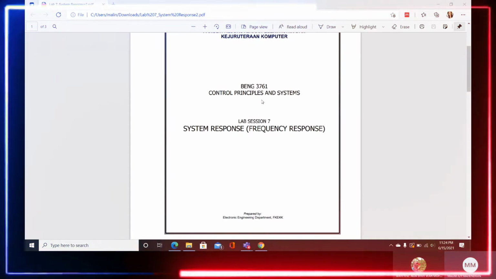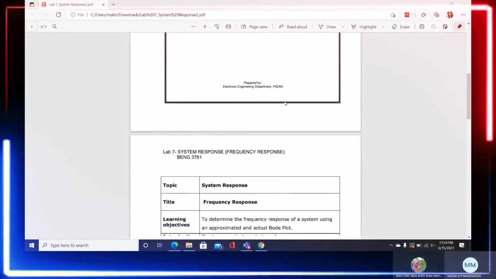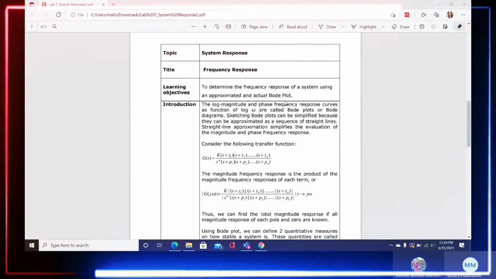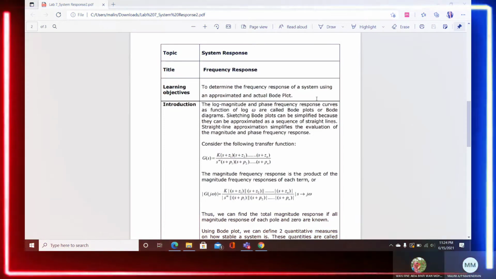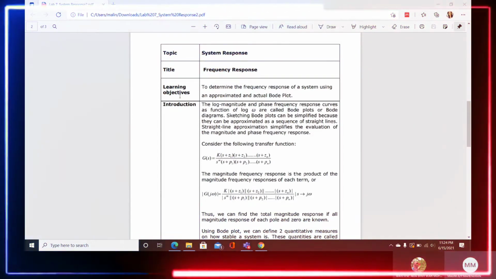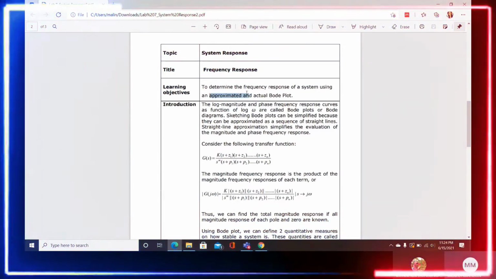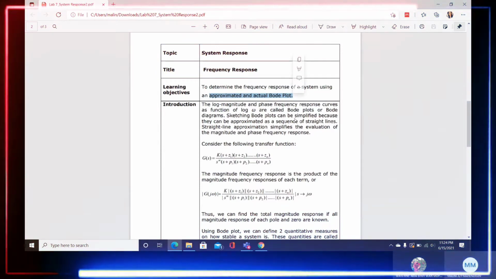Okay, the topic for this lab is system response, frequency response. As we know, another word for frequency response is Bode plot. So basically for this lab, we'll be doing the Bode plot using approximation based on the objective. We'll be doing approximation and also the actual Bode plot, using MATLAB software.